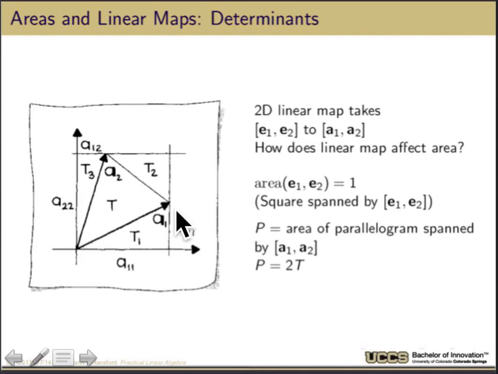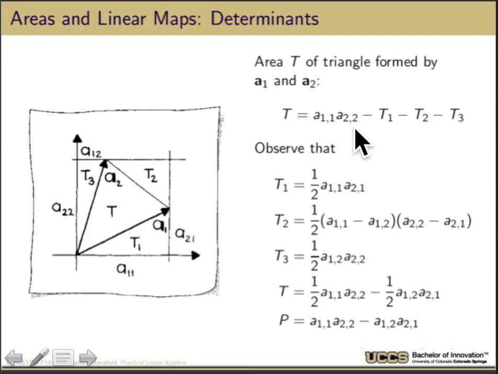I can think of that full parallelogram, and the area of that is 2 times the area of the triangle from the origin to A1 to A2 and back to the origin. So what's the area of that triangle? Well, the area of that triangle is simply A11 times A22, this side times that side, which is really taking the area of this square minus the area of triangle T1, minus the area of triangle T2, minus the area of that triangle T3. Notice all three of the triangles, T1, T2, and T3, are right triangles, and so I can resolve them without getting into full sines and cosines.